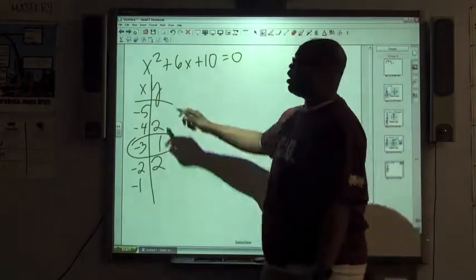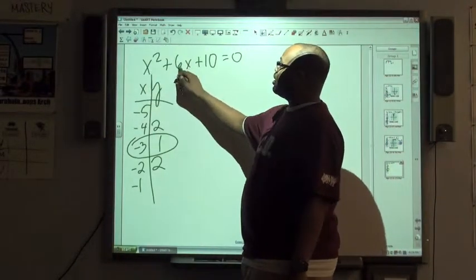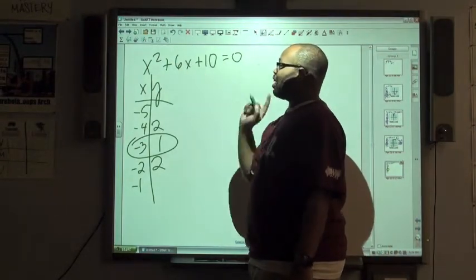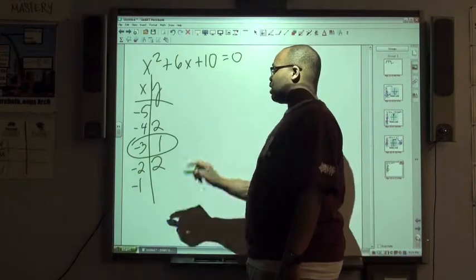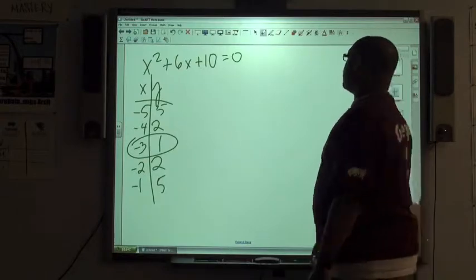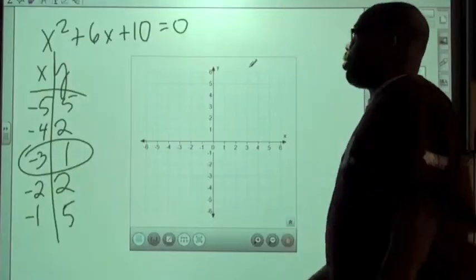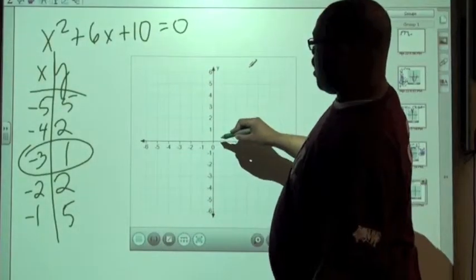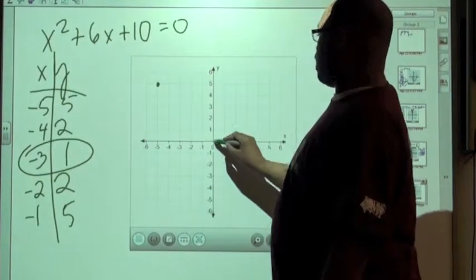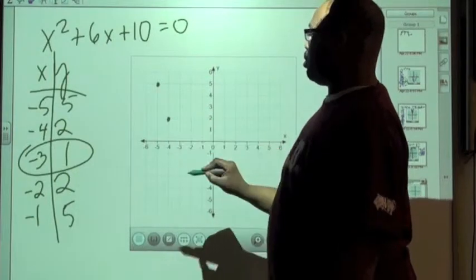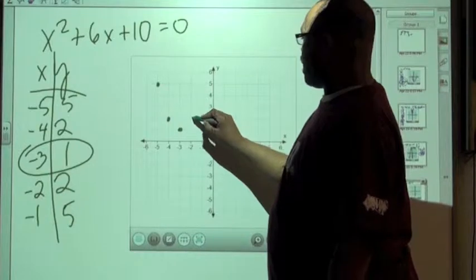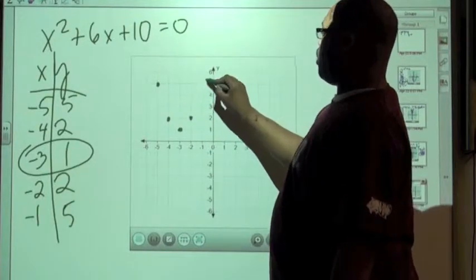Let's plug in -1. -1 squared is 1. 6 times a -1 is a -6. 1 minus 6 is a -5. -5 plus 10 is 5. And so let's get ready to graph this. All right, let's start from the top here. -5 and a +5. -4 and a +2. -3, a +1. -2, +2, and -1, +5.